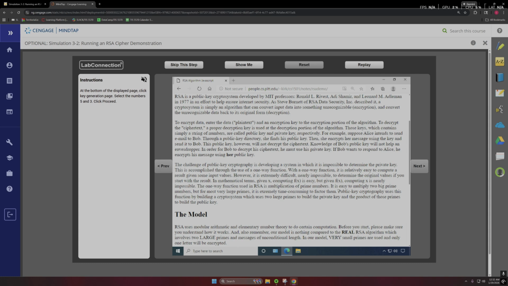Multiplication of prime numbers. It is easy to multiply two big prime numbers, but for most very large primes, it is extremely time-consuming to factor them. Public key cryptography uses this function by building a crypto system which uses large primes to build the private key and the product of those primes to build the public key.